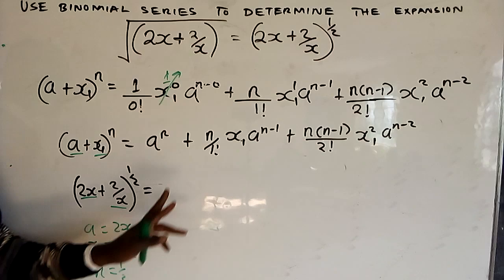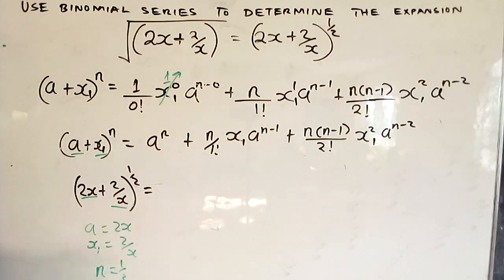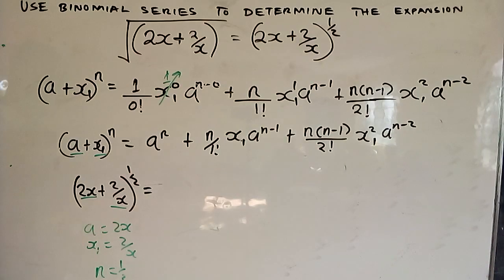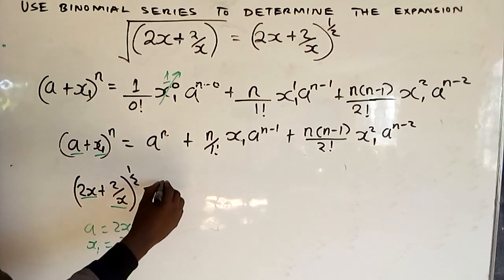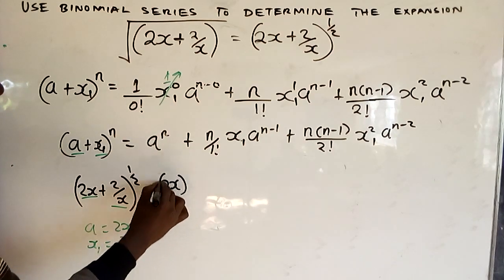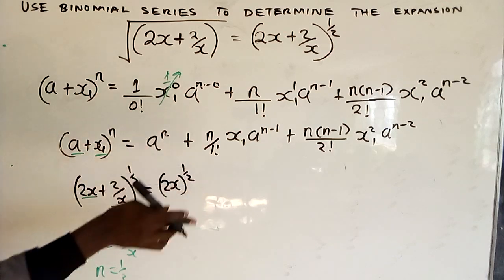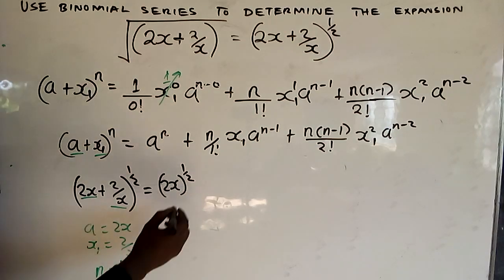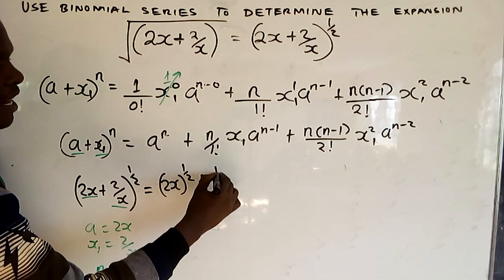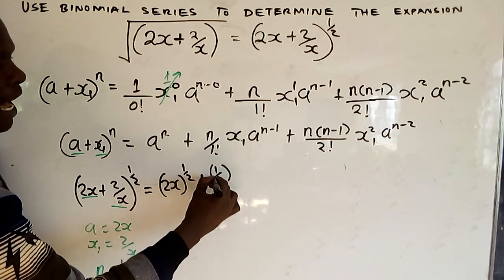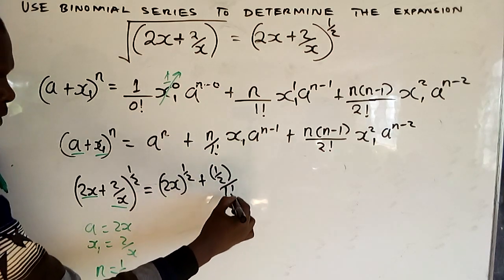And where there is n, you put a half. Is that okay? Yes. So what do we have? A raised to power n, that is 2x. Your a is 2x, n is a half. We are substituting everything, isn't it? I move on, plus n is a half over 1 factorial, isn't it?